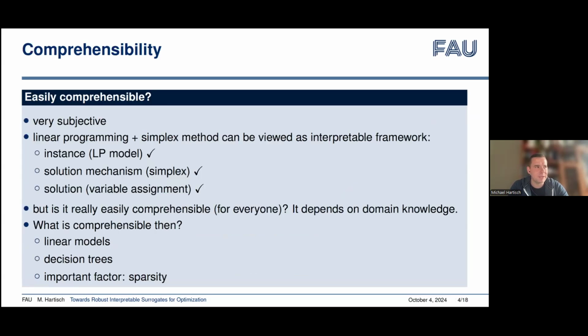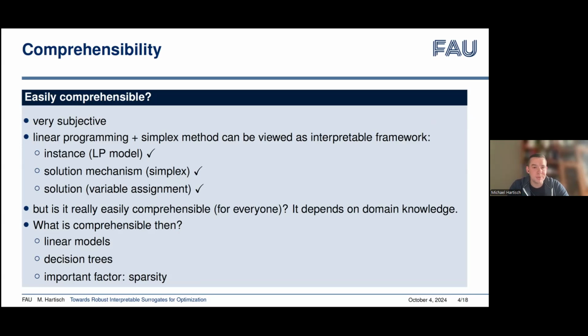This definition has a flaw because it uses the term easily comprehensible, which is quite a subjective term. I assume we could all agree that LP solving using the simplex method can be viewed as interpretable, because we can take a look at the instance, we know what's going on, we understand how the simplex mechanism works, and after we obtain the solution, we know what it actually means. But is it really comprehensible for everyone? If the worker comes along and asks why this solution was selected for this instance, I'm not too sure whether this worker is going to be happy if we just provide the pseudocode of simplex. So what is comprehensible very much depends on domain knowledge.